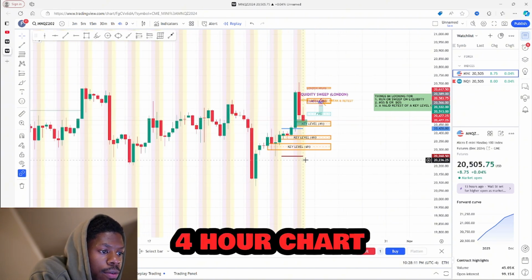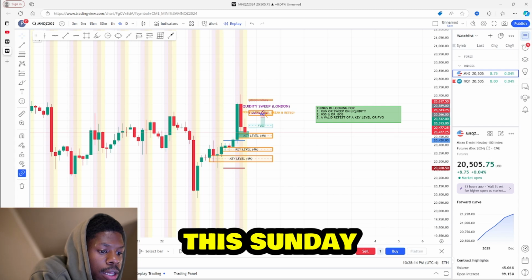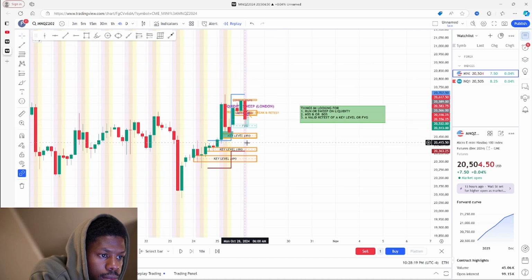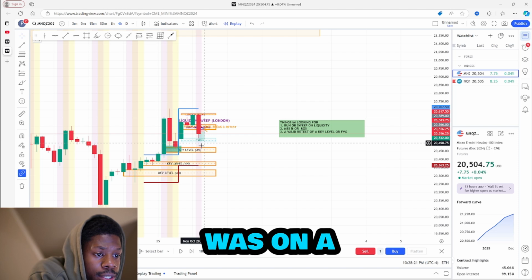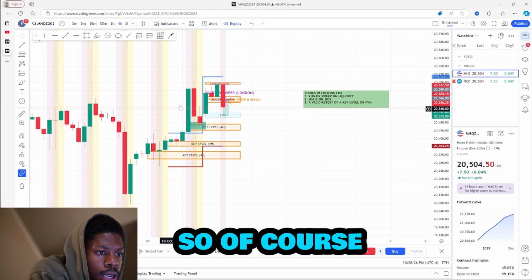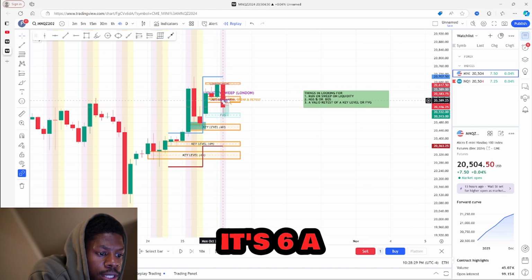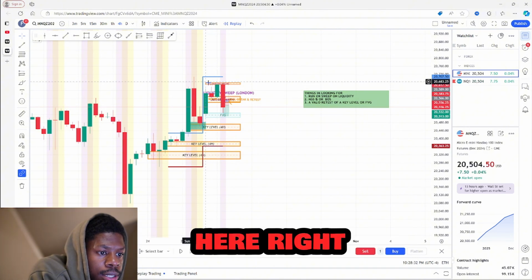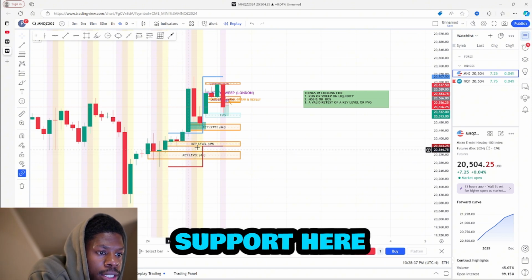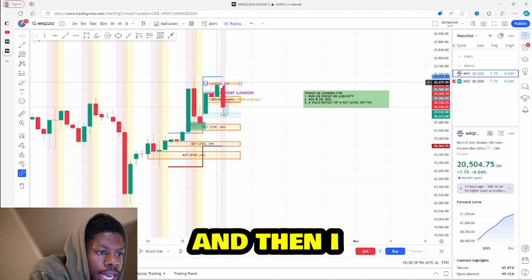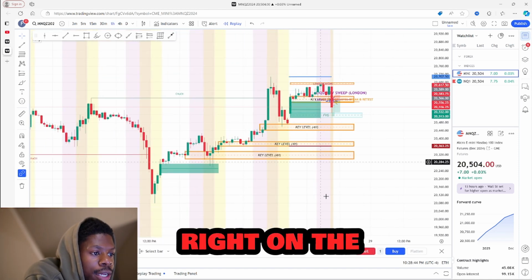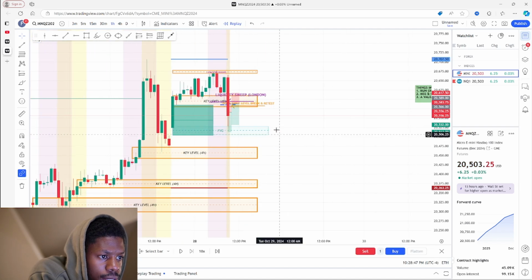If we go down to a 4-hour chart, this is Sunday. Alright, so this is our 6 a.m. So that was on the daily, and this is on the 4-hour chart. So of course, the 6 a.m., we got our resistance up here, right? We got a support level right here with a key level. We got support right here on the 4-hour, and we got support right here. So I drew up all these supports, and then I drew up this resistance level, which is gonna be cleaner on the hour chart. So I had a bearish bias, right?